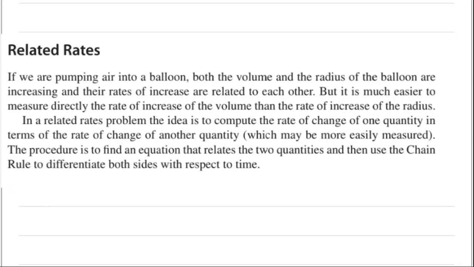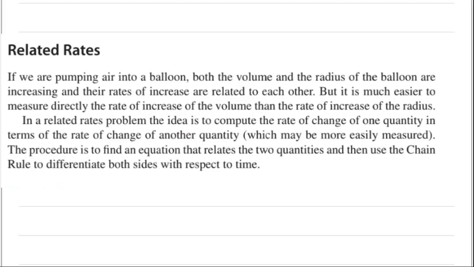In differential calculus, related rates. If we are pumping air into a balloon, both the volume and the radius of the balloon are increasing, and their rates of increase are related to each other.